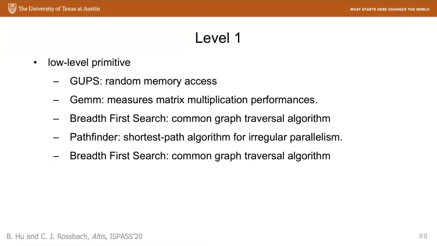The Pathfinder performs a shortest path algorithm to focus on stressing irregular parallelism, as different CUDA threads could take different paths during execution. The sort benchmark performs fast radix sort on integers. Both BFS and Pathfinder are adopted from the Rodinia benchmark. The general matrix multiply and the sort benchmarks are adopted from the SHOC benchmark. The GUPS benchmark is adopted from the HPCC benchmark suite.